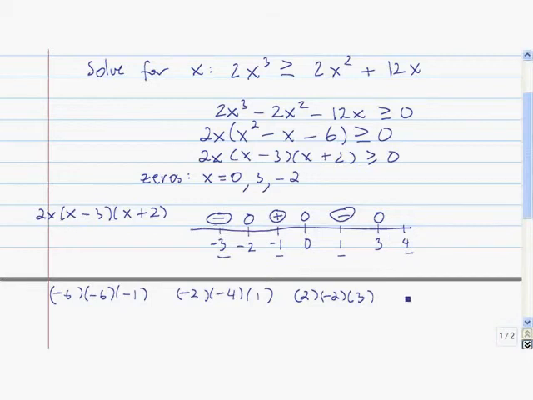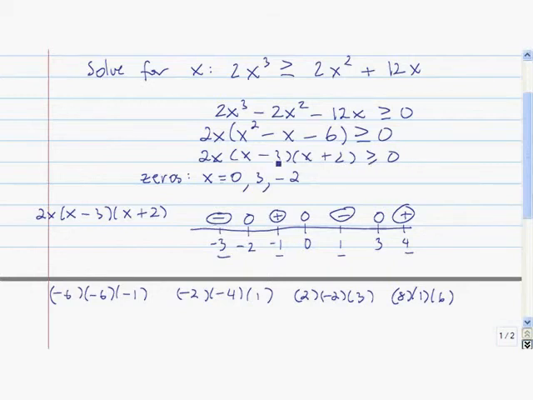2 times 4 is 8. 4 minus 3 is 1. 4 plus 2 is 6. 8 times 1 times 6 is a positive number. So we've now classified everywhere that this polynomial is positive, negative, and 0. So we're ready to write down the answer to the inequality.